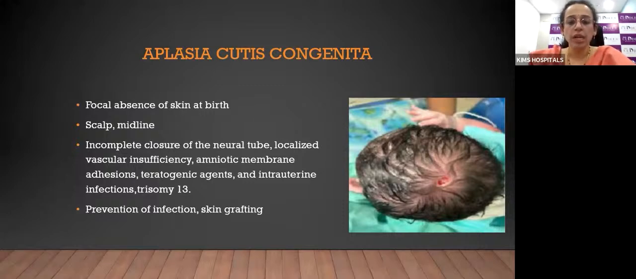It is also associated with incomplete closure of the neural tube, localized vascular insufficiency, and amniotic membrane adhesions. These are some of the hypotheses postulated to cause aplasia cutis congenita, along with exposure of the mother to teratogenic agents and intrauterine infections. It is also seen in trisomy 13, Patau syndrome. Here we should observe the overall clinical condition of the baby and treat the baby. For the skin lesion, we should do proper dressing and prevent localized infection. Later on, we can offer skin grafting.